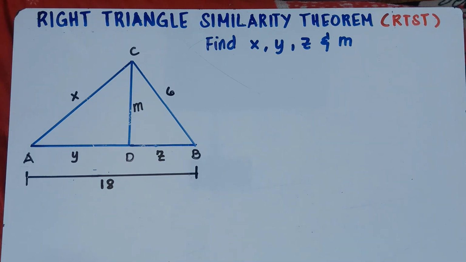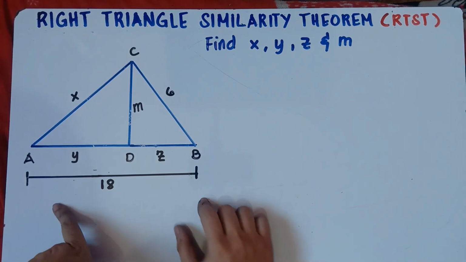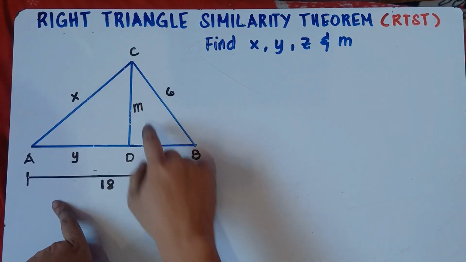Those are basic examples, class, of the Right Triangle Similarity Theorem. You need to see the first video, class, before answering these complicated examples. So once again, we're told to find x, y, z, and m.